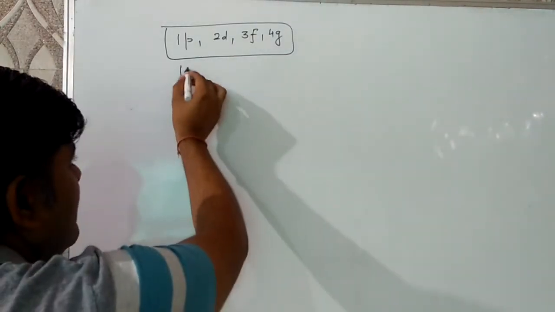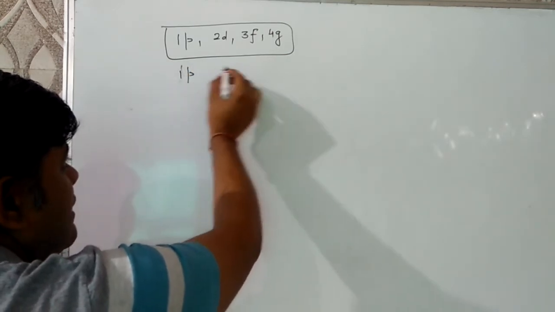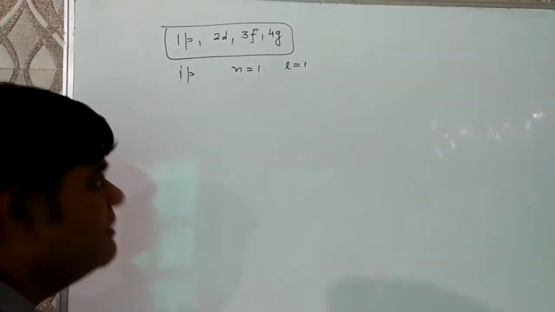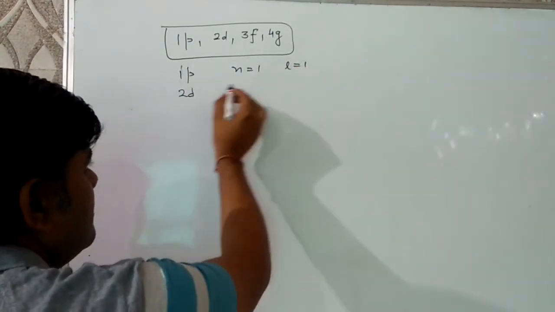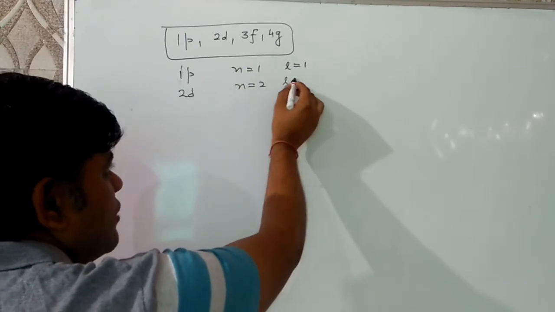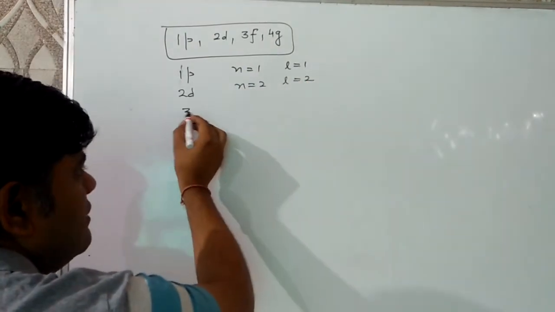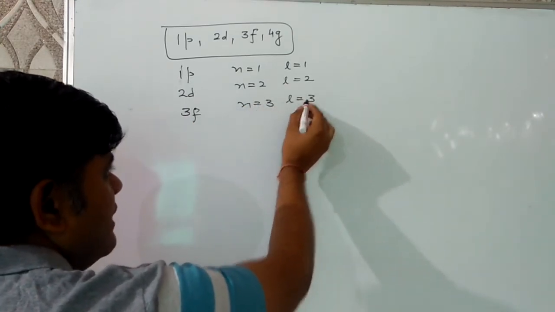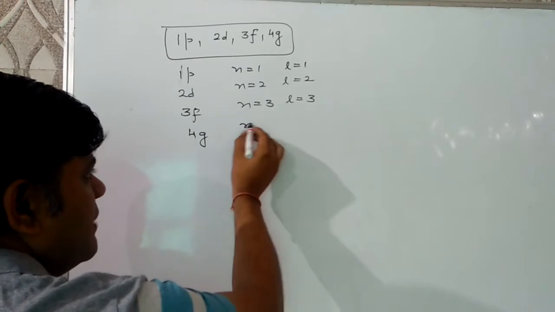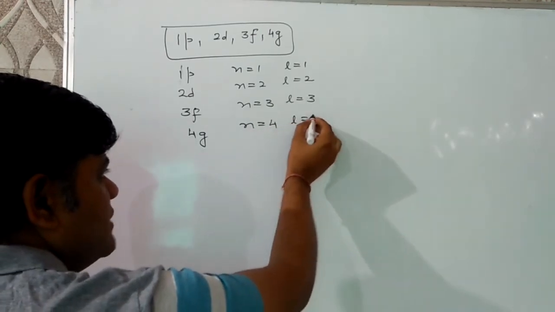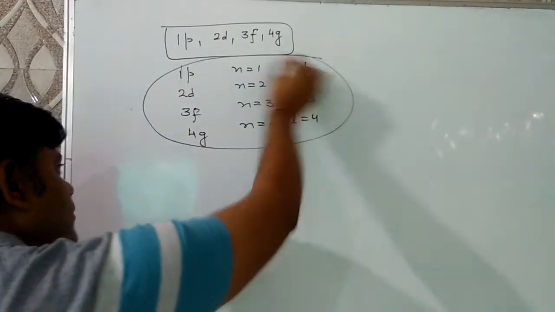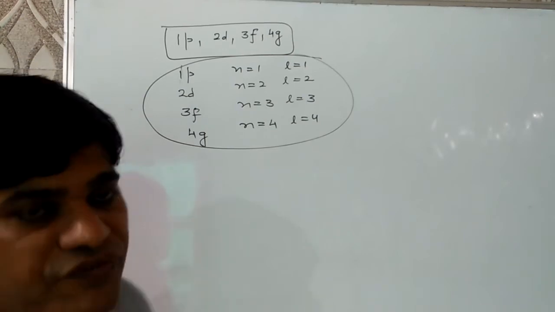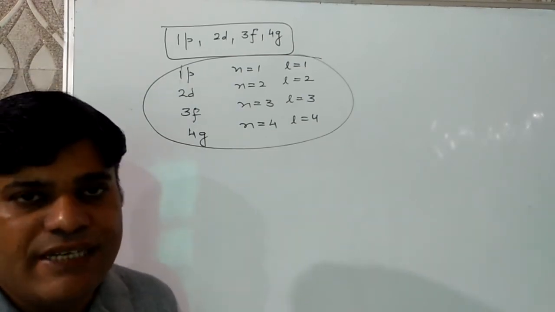For the first one, 1p means the principal quantum number is 1 as well as the azimuthal quantum number is 1, which is never possible. In the same way for 2d, principal quantum number is 2, azimuthal quantum number is 2, which is never possible. 3f, principal quantum number is 3, azimuthal quantum number is 3. For 4g, principal quantum number is 4, azimuthal quantum number is 4. These sets of quantum numbers are never possible. Hence, 1p, 2d, 3f, 4g subshells can never exist.